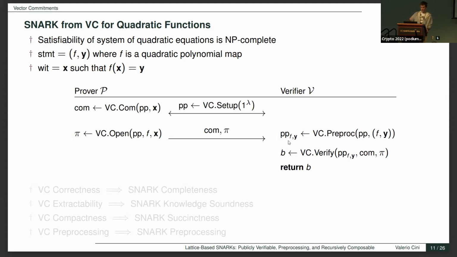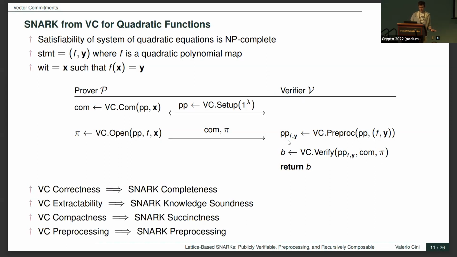The setup will be the same as that of the vector commitment. And then whenever the prover wants to prove that the statement (F, y) is in the language, using the witness x, the prover is going to commit to x, and then directly produce the opening proof pi for the function F evaluated on x. Then the prover sends this commitment together with the proof to the verifier. And then the verifier can check the validity of this proof using a preprocessing phase, an offline phase before.